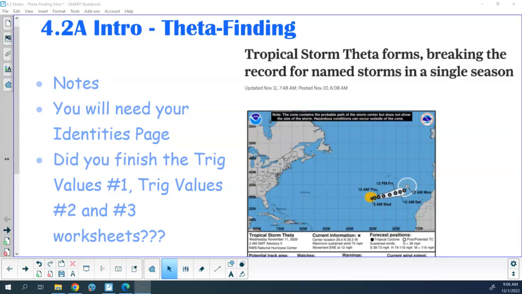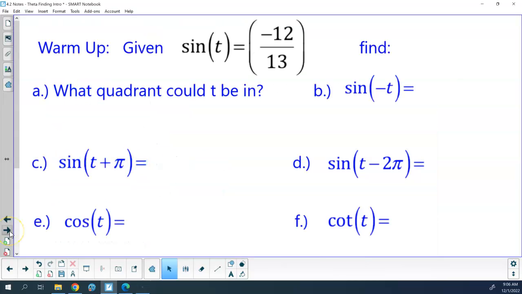The task at hand now is the notes, and it's a new topic today, so we need to definitely do that. So we need our identity sheet. Make sure that you're done with the trig values 1, trig values 2, and trig values 3 worksheets. Those will also be due on the 13th, along with a couple others.